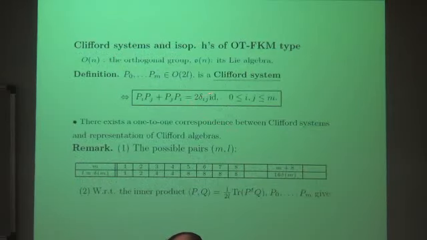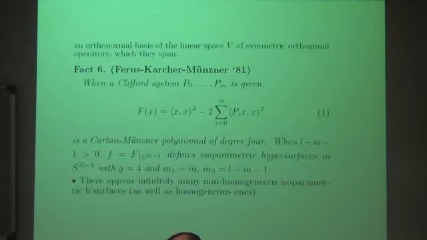So P0 to Pm spans a space of symmetric orthogonal operators. Symmetric follows from this relation. If we put i equal to j, we have a relation which says orthogonal and symmetric. So it becomes a space of symmetric orthogonal operators, and P0 to Pm are also normal frames.